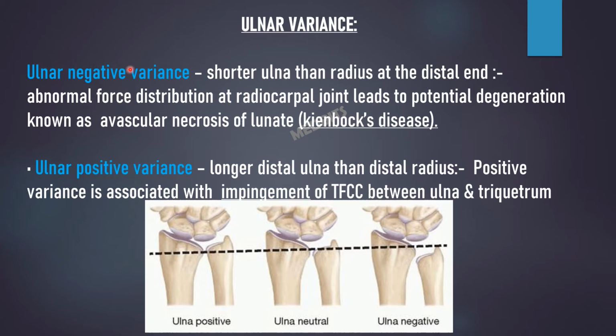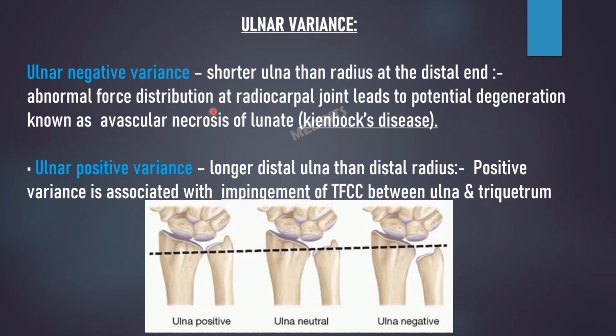Ulnar negative variance: shorter ulna than radius at the distal end. Abnormal force distribution at the radiocarpal joint leads to potential degeneration known as avascular necrosis of the lunate, which is Kienbock's disease, right?